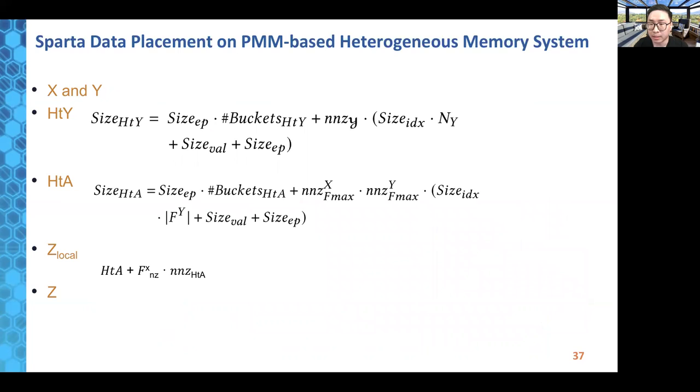To implement the above data placement strategy, we developed some analytical models to estimate the memory consumption of different data objects to decide whether they should be placed into DRAM or PIM.